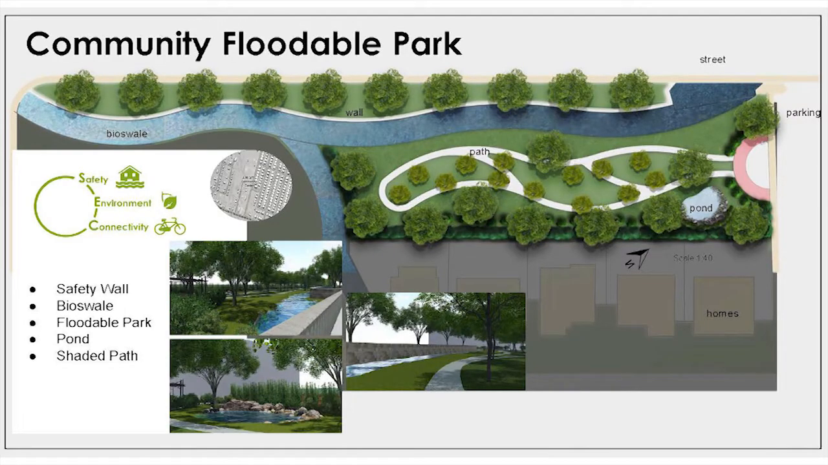Community Floatable Park. This community park is located on the north side of the city. It is right in front of the current community center. The purpose of this park is to mitigate water and prevent flooding in the area. The park contains a bioswale that will serve as the main water mitigation system. The bioswale will contain local plants that help with erosion and water pollution.